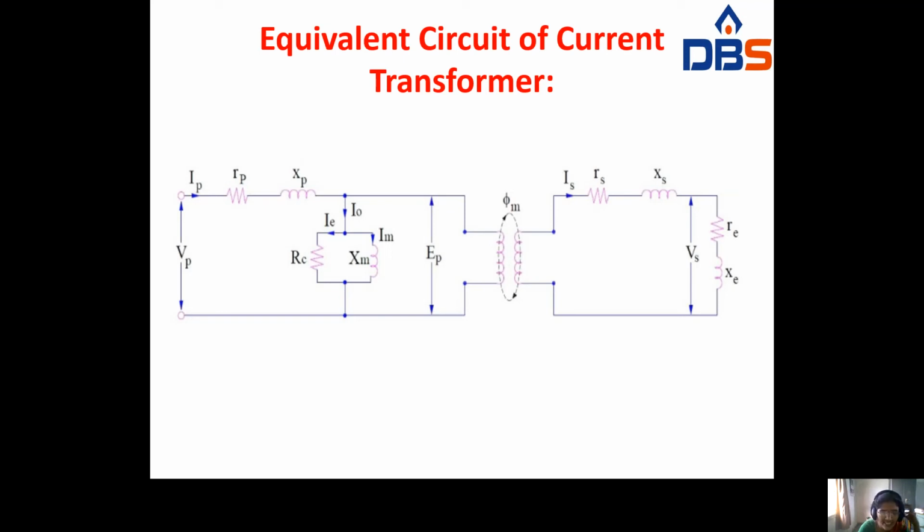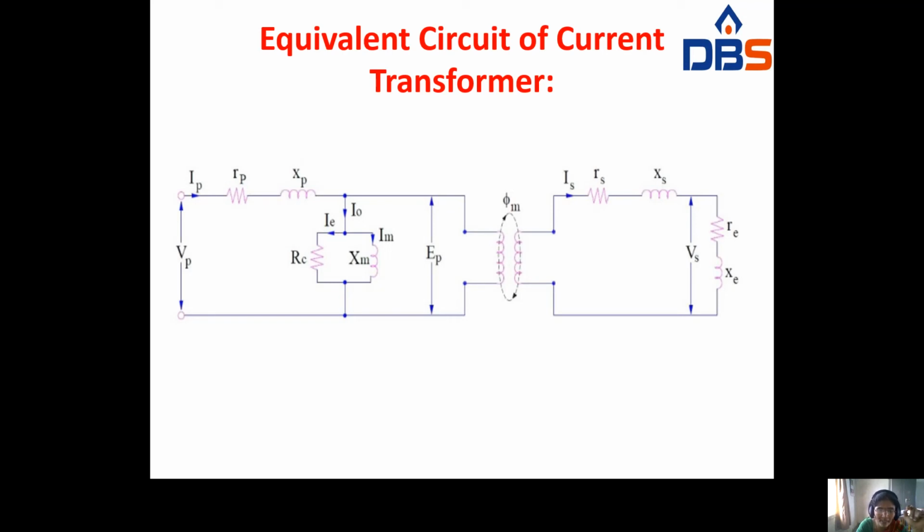This is the primary side of the current transformer, and this is the secondary side. Now you have to see which elements are connected on the primary side and which elements are connected on the secondary side of the current transformer. On the primary side, we have the series primary resistance Rp and primary reactance Xp.